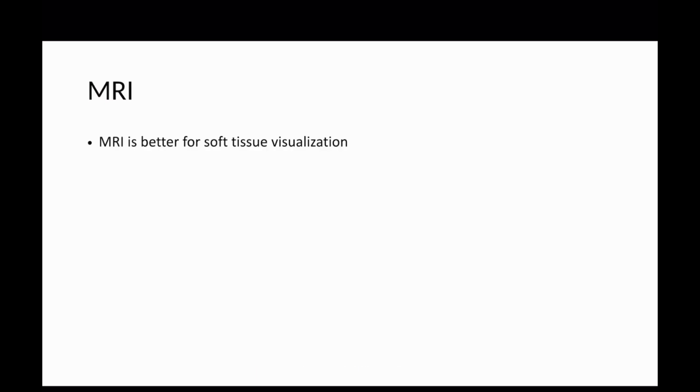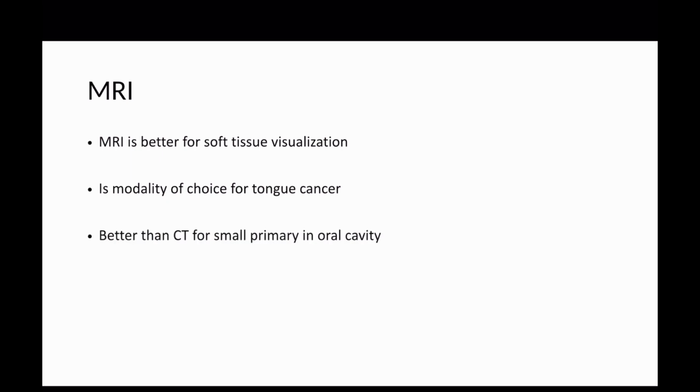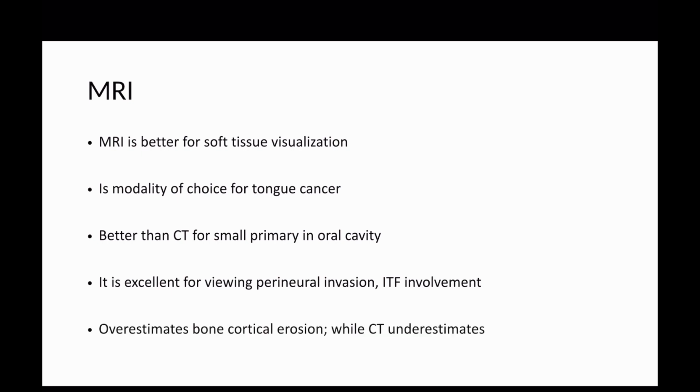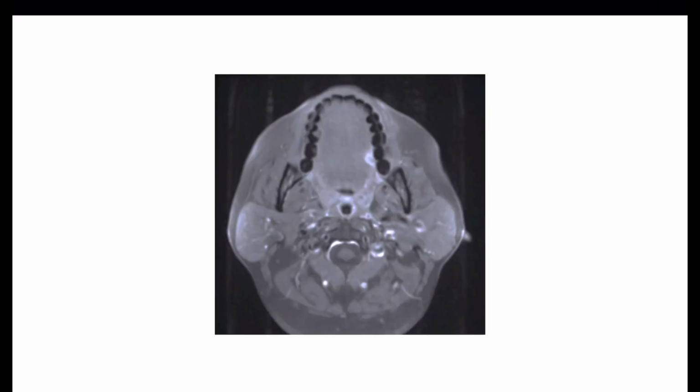MRI is better for soft tissue visualization. Contrast MRI is the modality of choice for tongue cancer. It is better than CT for small primary in the oral cavity. It is excellent for viewing perineural invasion and infratemporal fossa involvement. However, it overestimates bone cortical erosion while CT underestimates.